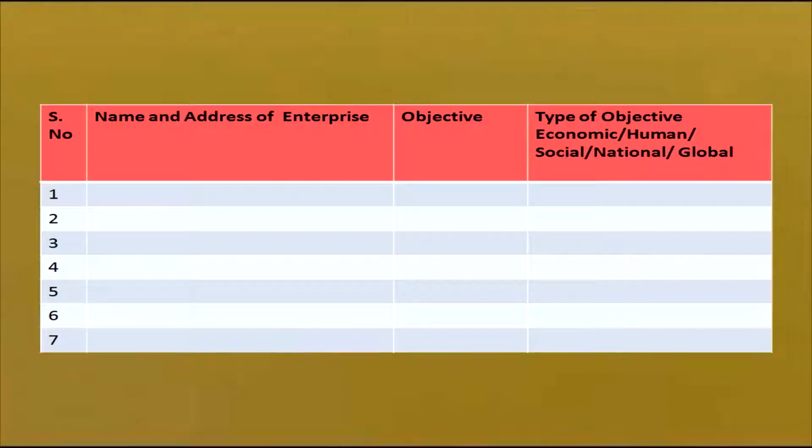Name of the enterprise that you have visited with address. Then you can include different objectives that you have seen. For example, profit making, which is one of the main objectives of every organization. You can include that as economic objective. Or giving training and development to the workers, that is a human objective.